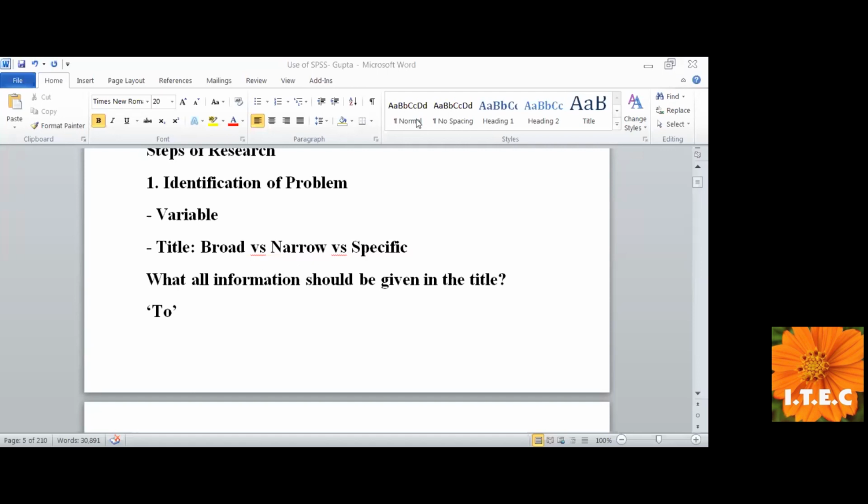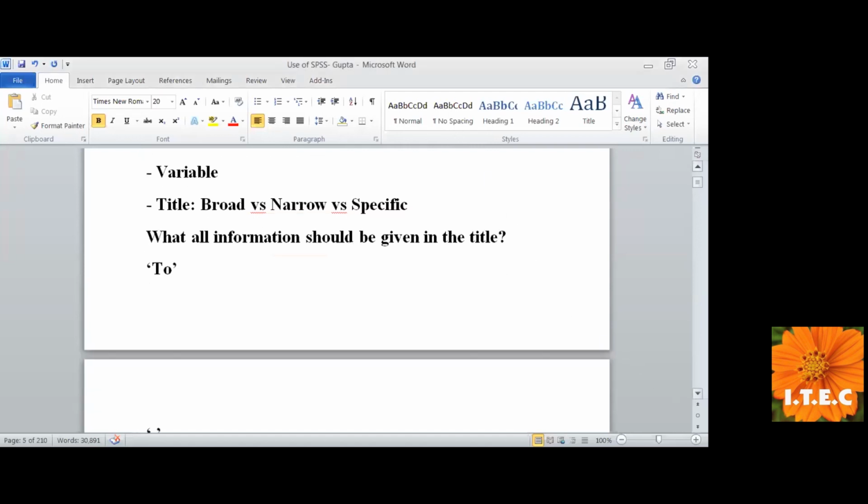So therefore, the answer which you gave me, that the title should be specific, was wrong. The title cannot be specific. The title must be narrow. Why? Because for one particular title, you can write more objectives. And if your title is specific, then your title and objective will be the same. So that's what you should try to understand. Your title cannot be specific, it has to be narrow.